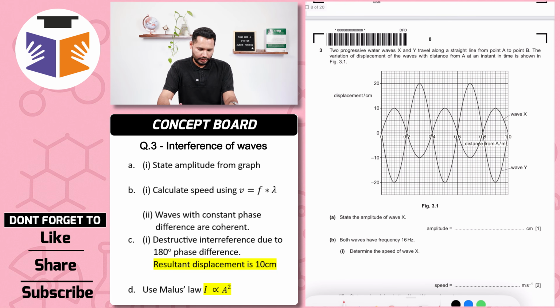Next, question number 3. It says two progressive water waves X and Y travel along a straight line from point A to point B. The variation of displacement of the waves with distance from A at an instant in time is shown in figure 3.1. So you can see on the diagram that they have given, there are two waves X and Y. Both the waves are having different displacements. X is having amplitude of 10 centimeter, whereas Y is having amplitude of 20 centimeter. Secondly, when there is crest of wave X, there is trough of wave Y. It means the waves are in 180 degree phase difference.